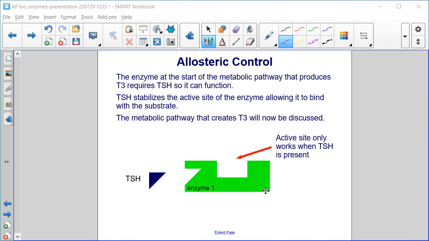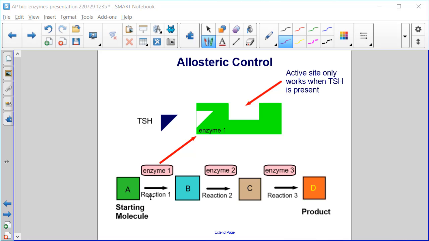So here's the enzyme 1. TSH stabilizes the active site of the enzyme, allowing it to bind with the substrate. The metabolic pathway that creates T3 will now be discussed. So here's TSH, here's our enzyme, and here's our active site that only works when TSH is present. So we're talking about this point in our process. This is our enzyme 1, and this is the active site for that enzyme that only works when TSH is present.